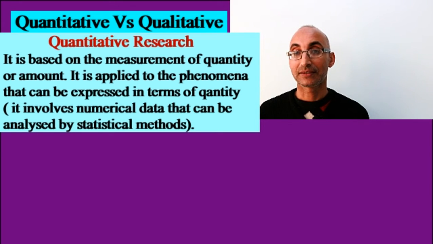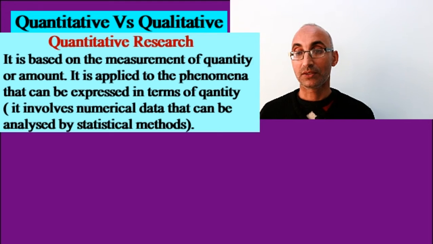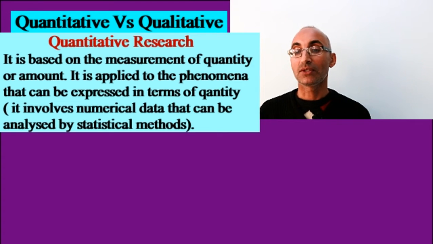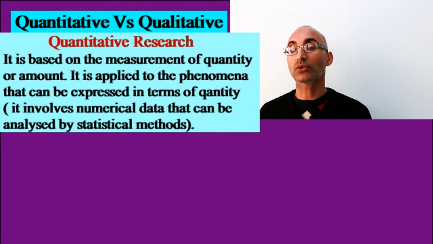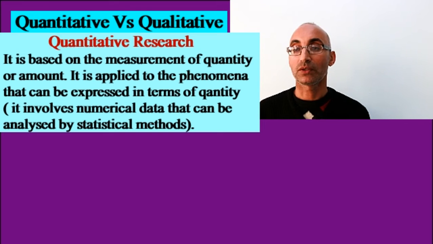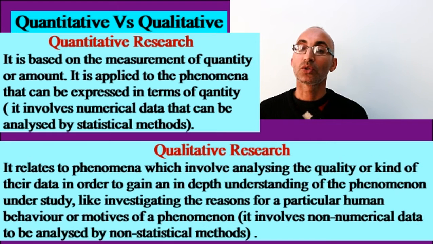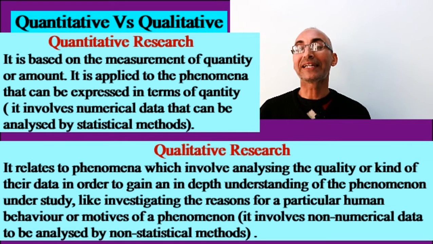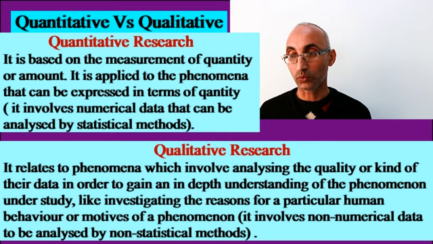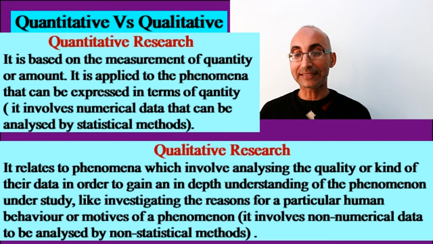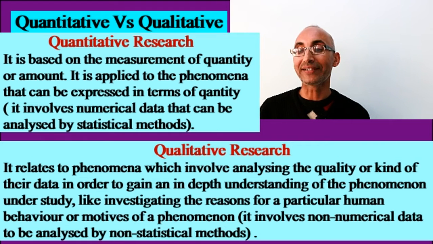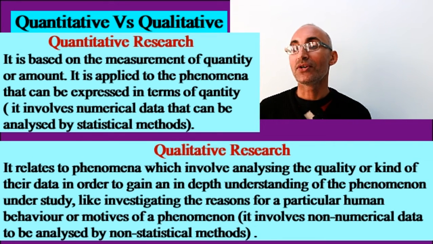quantifying process, when we quantify and count its maybe figures, numbers, statistics, or calculations, this belongs to what we call quantitative research. Right, it relates to quantity, measurements, and calculations. Whereas qualitative research relates to quality of a phenomenon, clear, which involves analyzing the quality or kind of data. Right, for example, like investigating the reasons of particular human behavior or motives of a phenomenon.